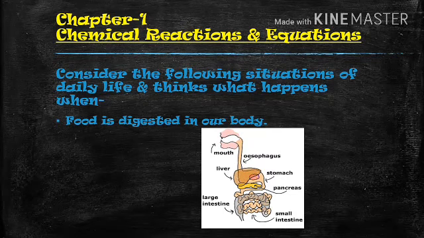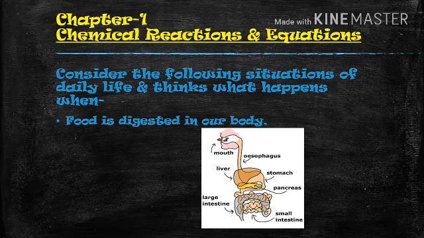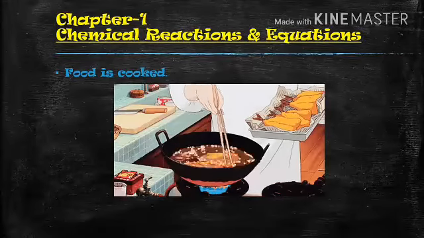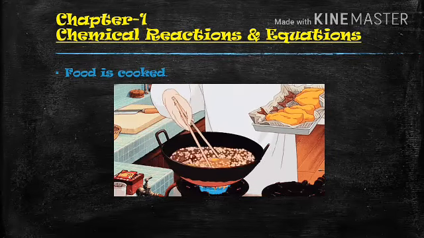Food changes chemically, and chemically means it is a change in state. It can be a change in color, it can be evolution of a gas, it can be a change in temperature. All of these fall into chemical changes. And another example of chemical change is when food is cooked. All of these properties will happen.